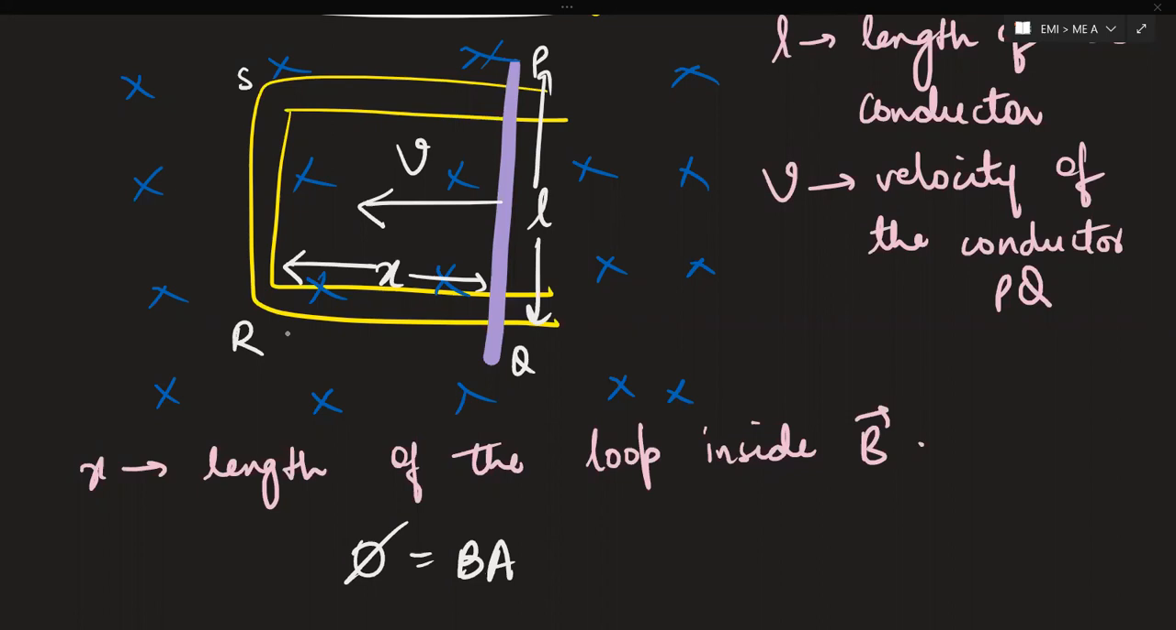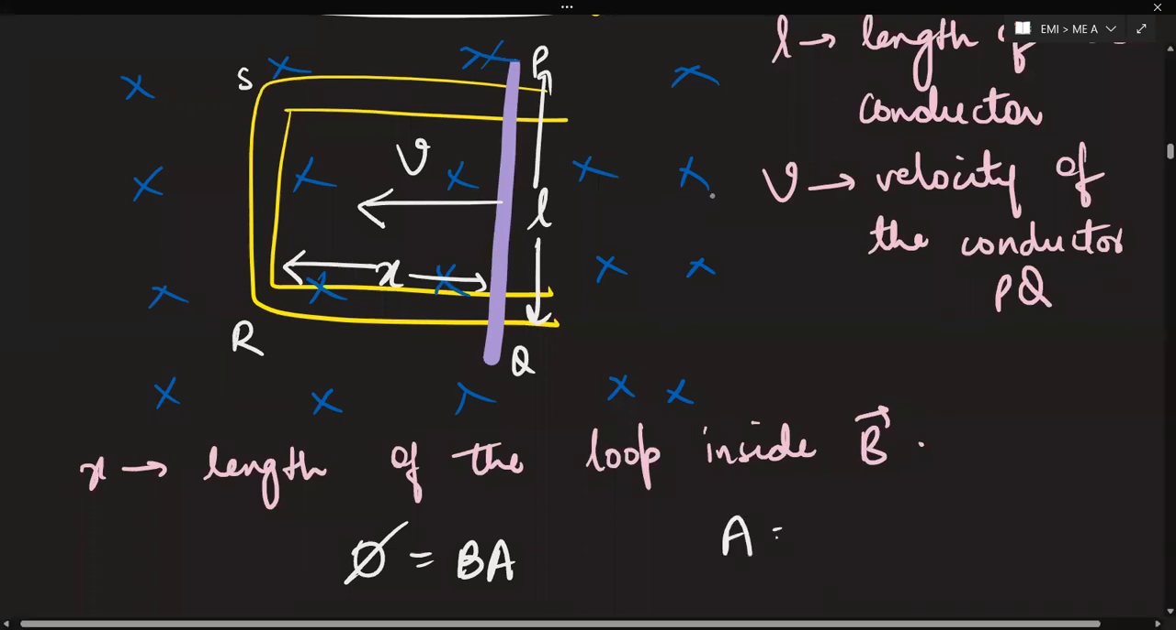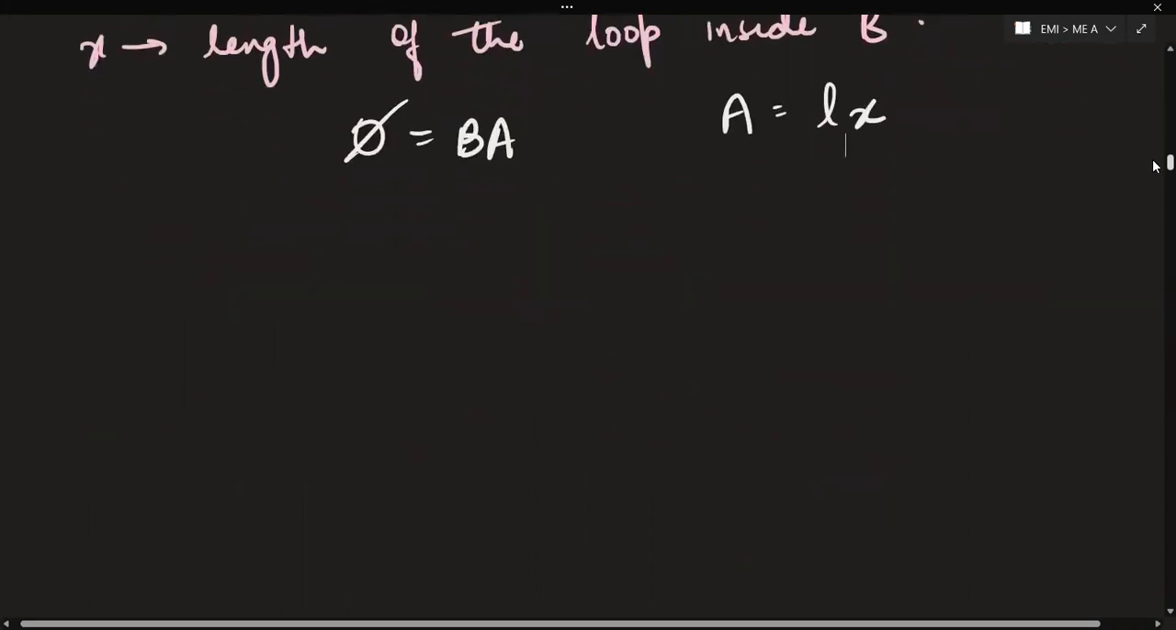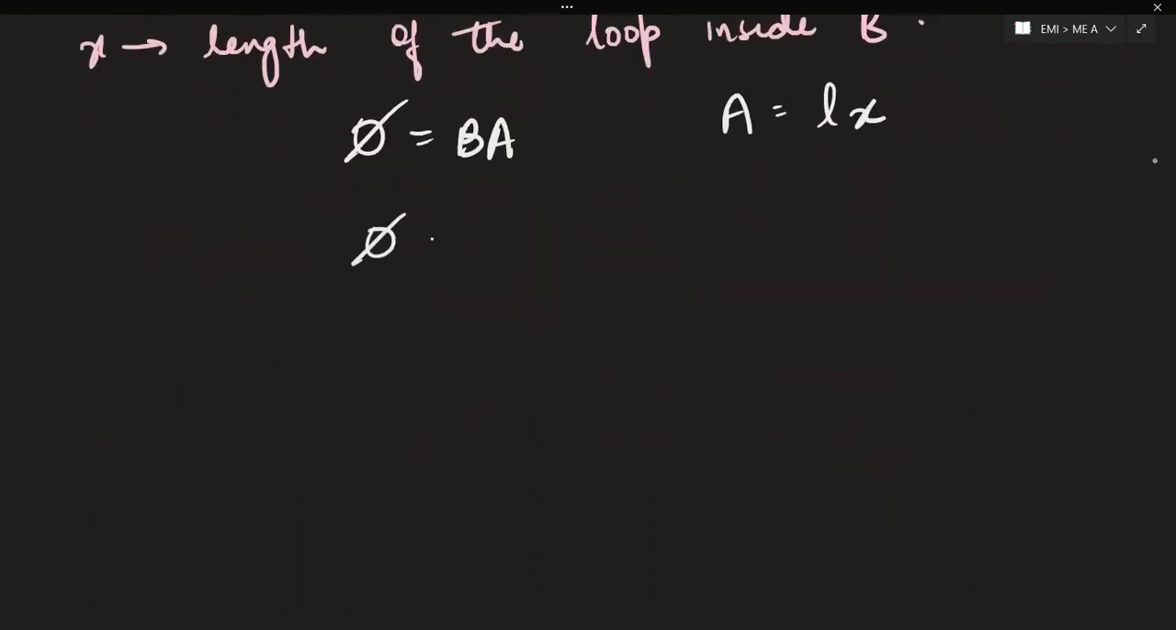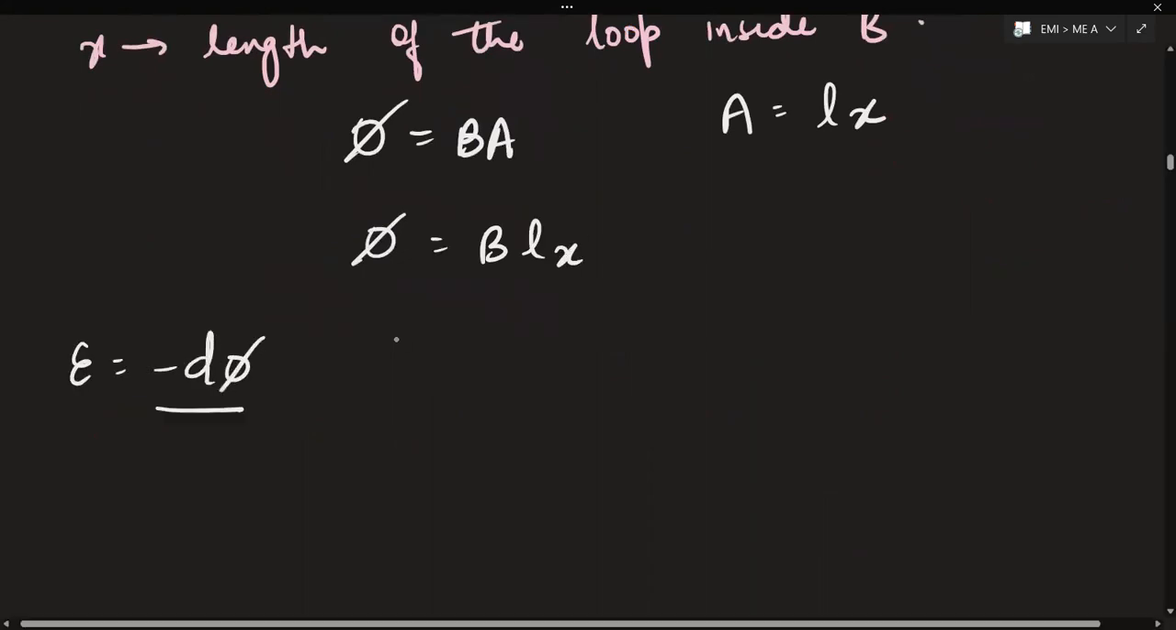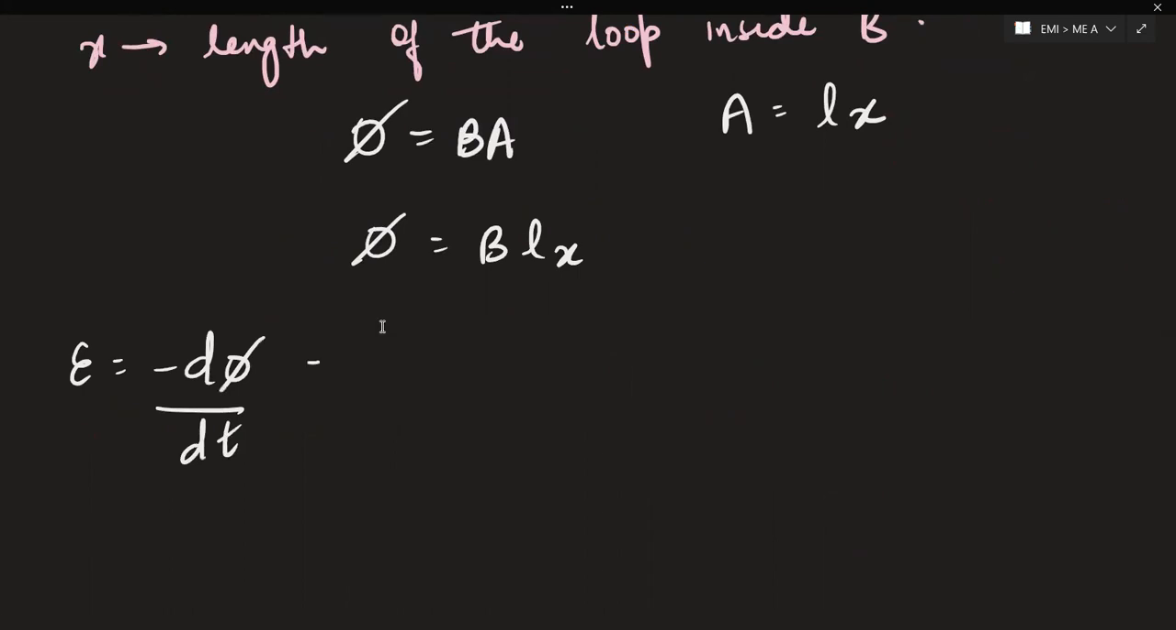Area for a rectangle, I hope all of you know how to calculate this. L into B, but you don't have breadth here. Length is this L and breadth over here is X. So LX. Agreed? All of you? Yes, ma'am. All right. So area will be L into X. So put it in terms of flux. So flux becomes B into LX. Now EMF is minus d phi over dt. Put BLX over here, instead of phi.